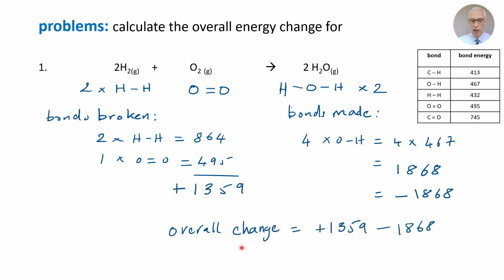I then do the overall energy change by adding the 2 values together. 1359 minus 1868 comes to minus 509 kilojoules per mole. And of course, because we've got a negative sign, the reaction is exothermic. Because more energy is released on making the bonds in the products than is absorbed in breaking the bonds in the reactants, the reaction is exothermic.